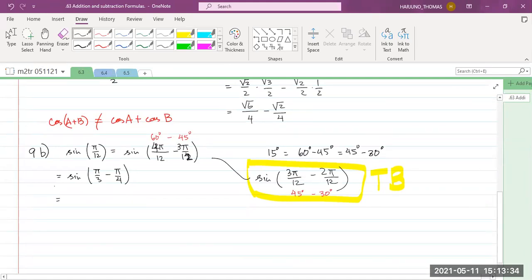Then I use formula 4, right? Sine A cosine B minus cosine A sine B.